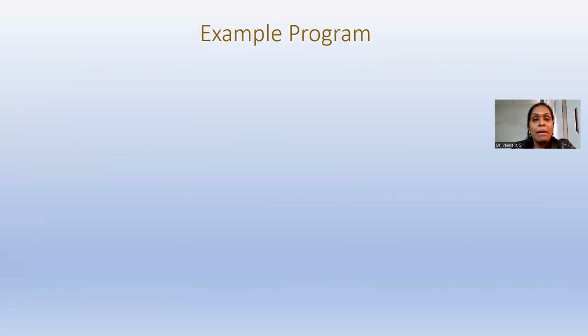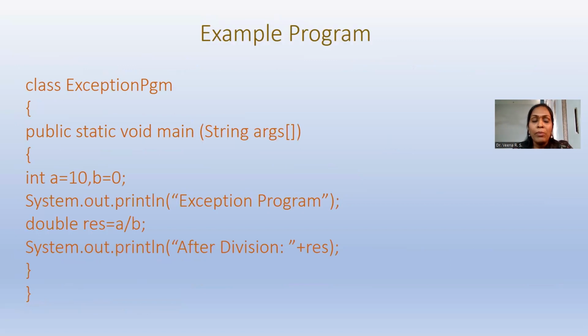Just see the example program. I have written a simple program which tries to divide a number by another number. Here in the public static void main method, I have declared two variables A and B, where the value of A is 10 and the value of B is 0. We are printing one message, for example "Exception program". After that, I am trying to divide A by B.